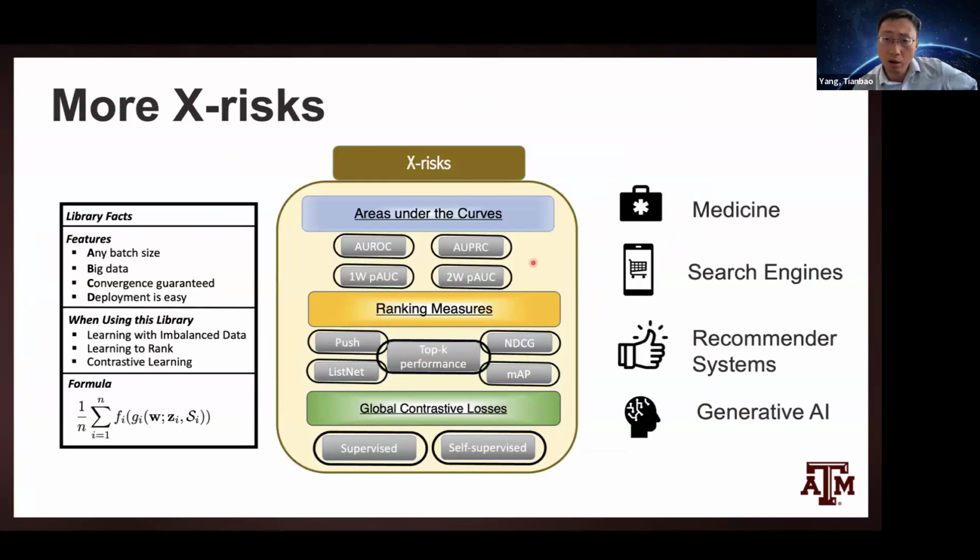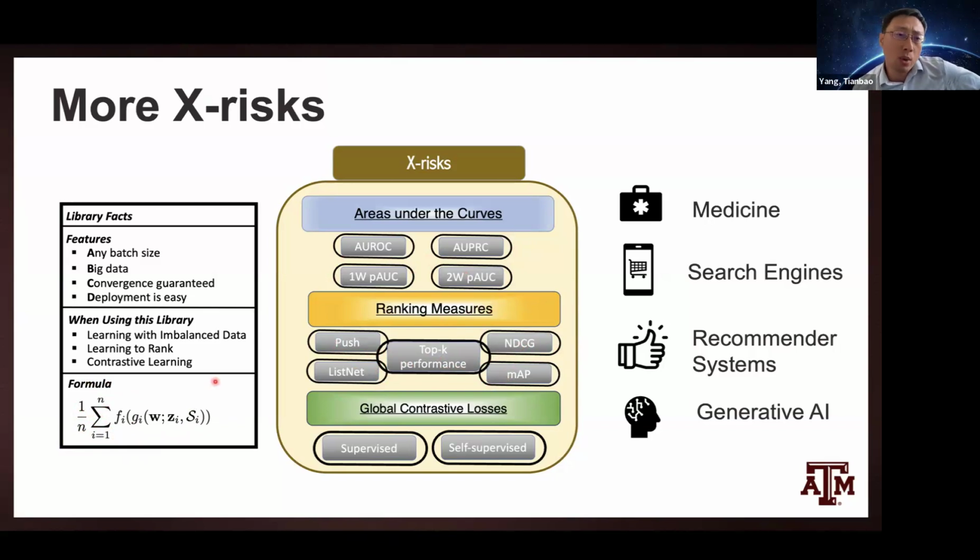Also, as I said, the X-risk covers not only the global contrastive loss, but many other losses. You can think about areas under the curves, that includes area under the ROC curve, area under the precision-recall curve, partial area under the curve, one-way partial AUC, two-way partial AUC, ranking measures that include NDCG, listwise losses, ListNet, ListMLE, p-norm push, top-K performance. They all can be written in the same framework. This compositional optimization framework and our algorithm can be used to optimize all of these measures and objectives.